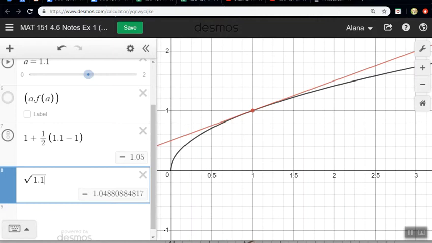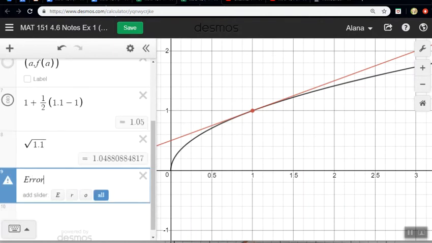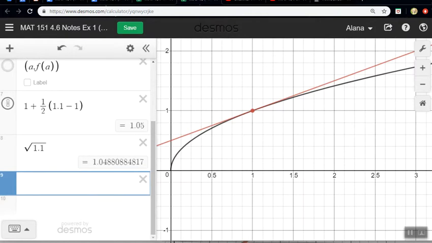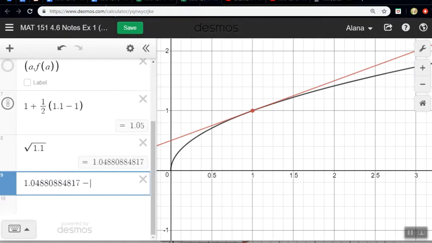All right, then the error. Oh, I don't want to write it like that. I just need to find the difference between the two. So I'm going to take 1.048808884817. I'm going to subtract 1.05, and then I get an error of negative 0.00119. I just did that backwards, didn't I? I said I wanted the approximation minus the actual, and then I just didn't do it.